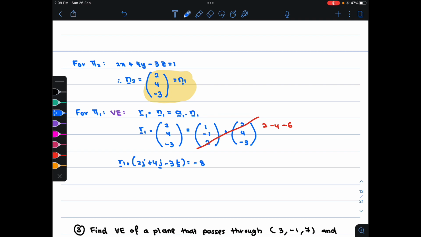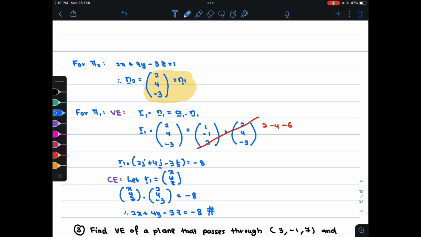However, we need to find the Cartesian equation. And to do that, you just need to let any of your r become x, y, z. So if you have r1 or r2 or maybe r10, r is always x, y, z. So the vector equation will become x, y, z dot 2, 4, negative 3, and it is equal to negative 8. And hence the Cartesian equation is actually 2x plus 4y minus 3z equal to negative 8.